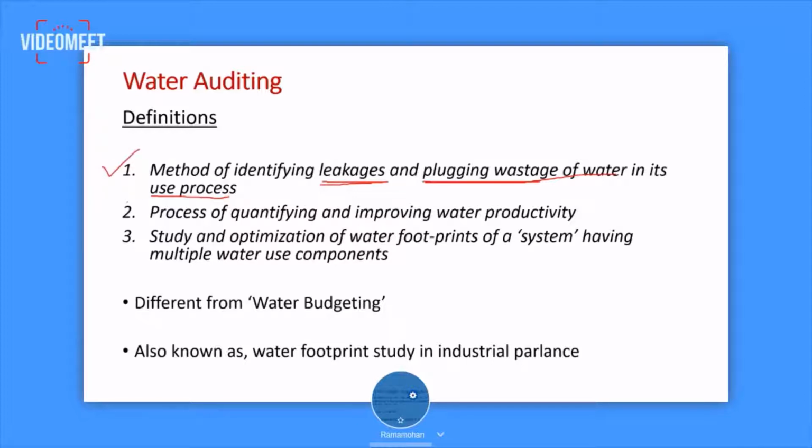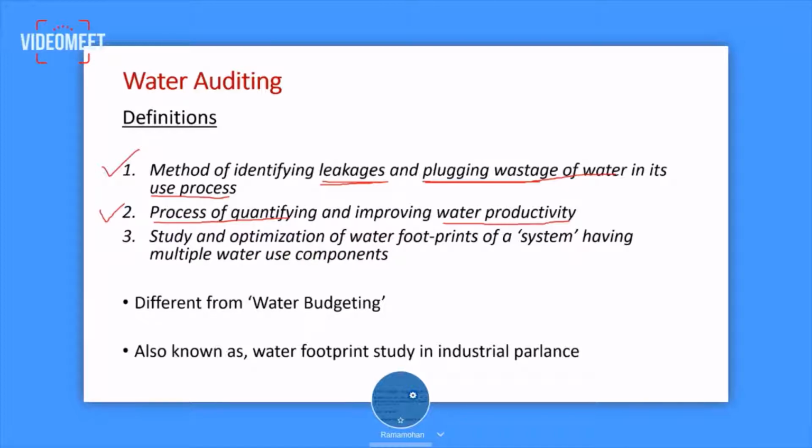So this is the first definition, and then let us go to the second definition. It says that it is the process of quantifying and improving water productivity. I am using a new word here, water productivity. What is water productivity? We have heard about productivity in the context of agriculture. We say that there is a crop, and the crop has yielded about 10 tons per hectare. That is called the productivity of that particular piece of land and that crop. But in the context of water productivity, it is the amount of food grains, for example in agriculture, produced by using 1 unit of water.